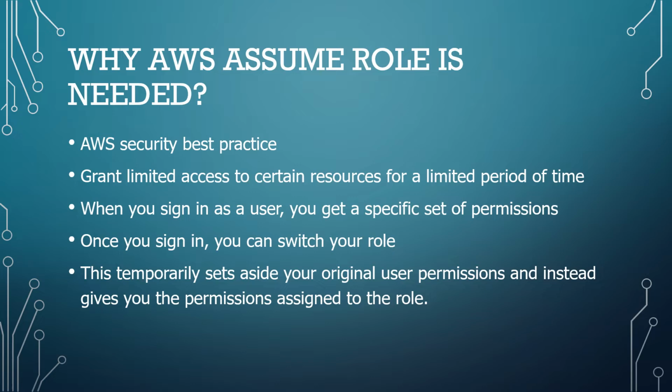Whenever a user signs in, let's say an IAM user, they will have a specific set of permissions for the things that they can and can't do. Once they sign in, they can actually go ahead and switch their role. We'll see how that works. Temporarily, this sets aside your original user permissions and you get new permissions for a new role. That's how Assume Role works.